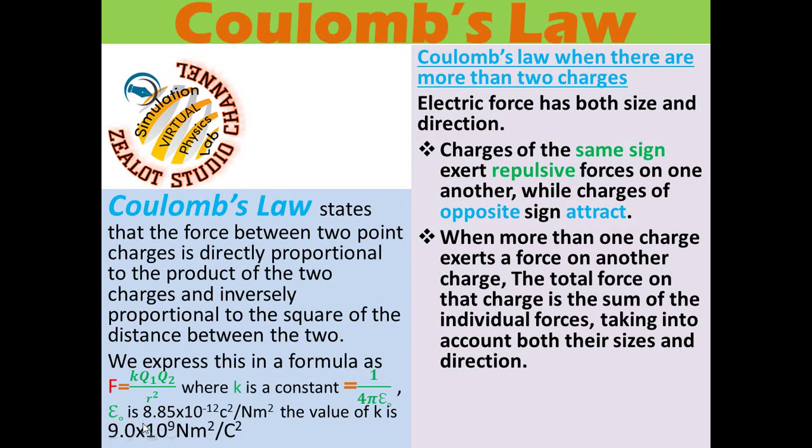Epsilon naught, the value for vacuum, is 8.85 times 10 to the power of minus 12 Coulomb squared per Newton meter squared. So the value of K, calculated as 1 over 4 pi epsilon naught, is 9.0 times 10 to the power of 9 Newton meter squared per Coulomb squared. This is Coulomb's law: the force that appears between two point charges, divided by the square of the distance between the two charges.